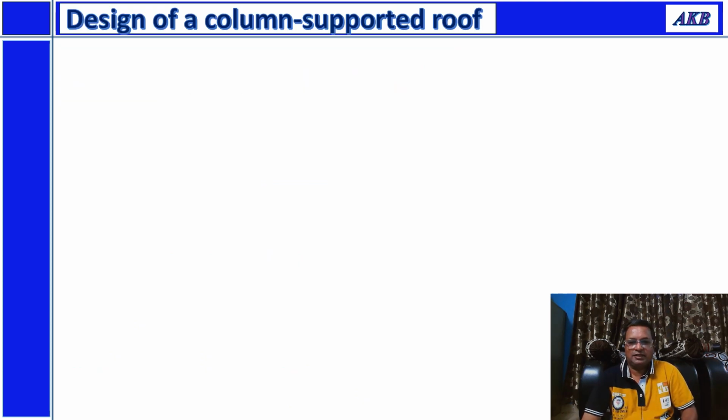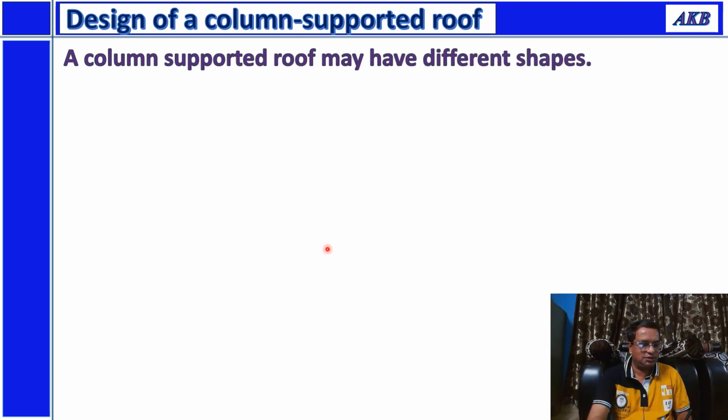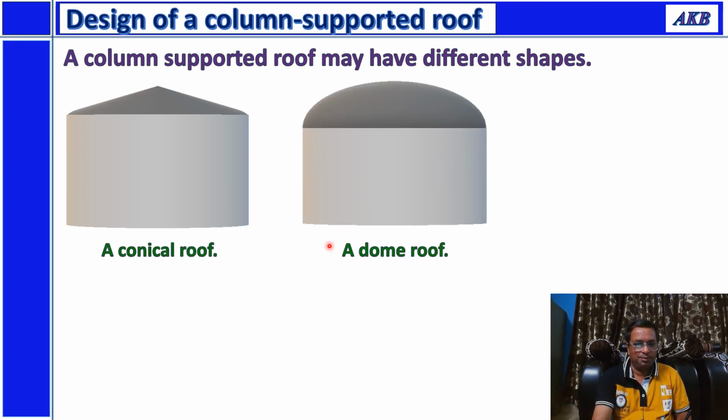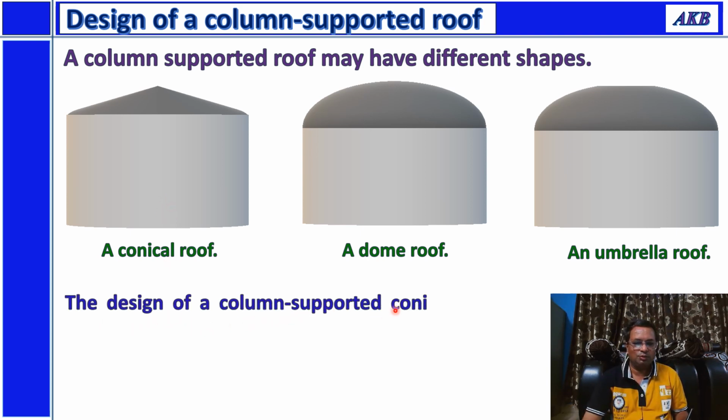So let us start the discussion. Design of a column supported roof. A column supported roof may have different shapes, like it could be conical, it could be dome shape, or it could be umbrella shaped. We are going to concentrate on a column supported conical roof. So I will be discussing design of a column supported conical roof. The design of a column supported conical roof is discussed in this video lecture.